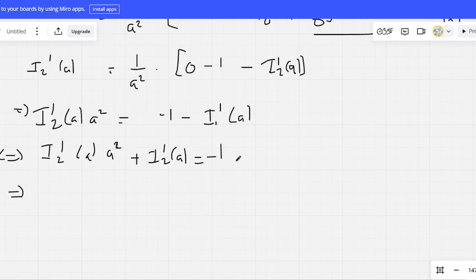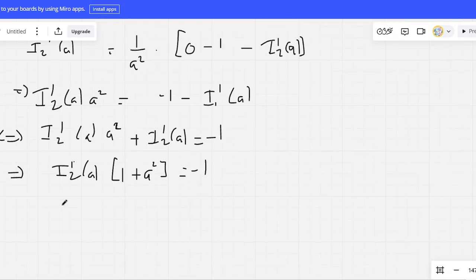And what this means is now we're going to factor out I prime of 2a. So we get (1 plus a squared) times I prime 2a equals minus 1. And now let's divide both sides by 1 plus a squared, which is always positive. So I prime 2a equals minus 1 divided by 1 plus a squared.